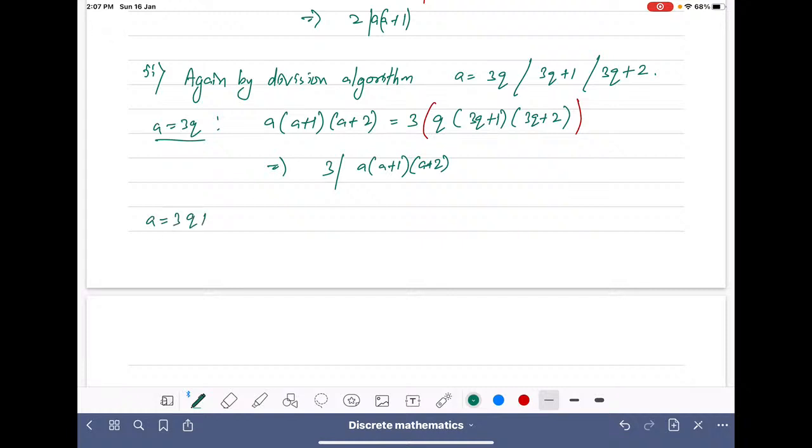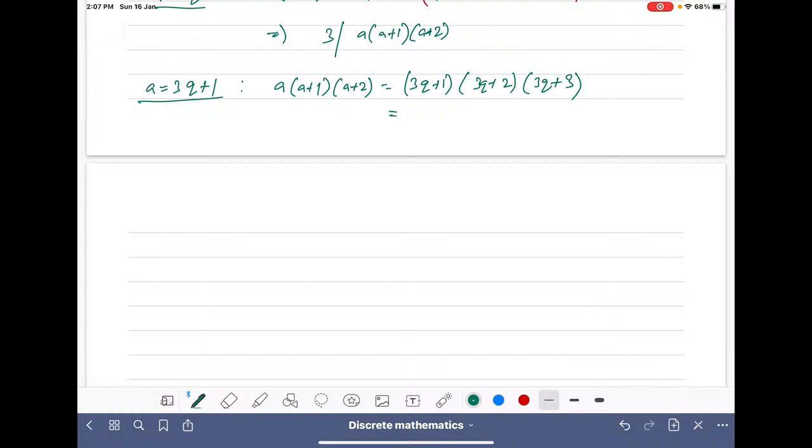When a is equal to 3q plus 1, again the product becomes 3q plus 1 multiplied by 3q plus 2 multiplied by 3q plus 3, and taking a 3 common here, this is 3 divides the product.